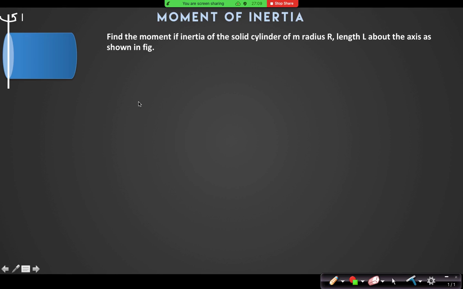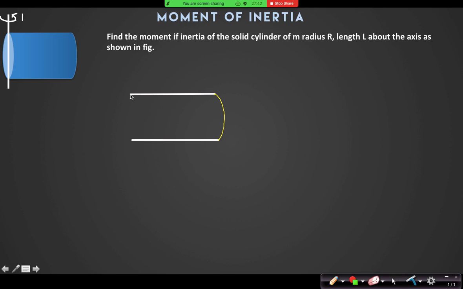Sir, can I try once? Tell me, what are you getting? Sir, I got m l square by 3. No. Look here, as the perpendicular axis theorem is not applicable, we can only use integration. When any theorem is not applicable, the only way is integration.